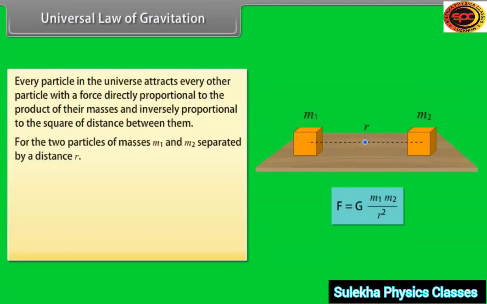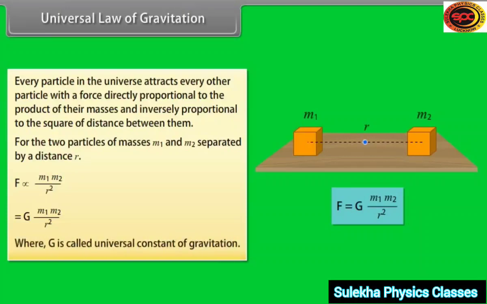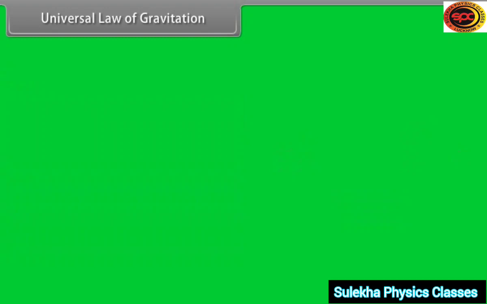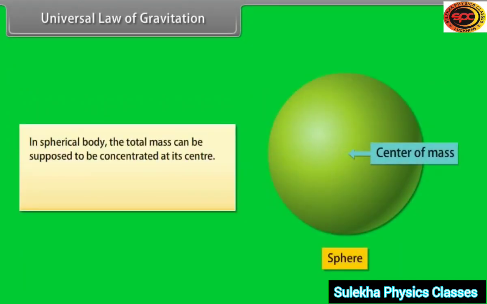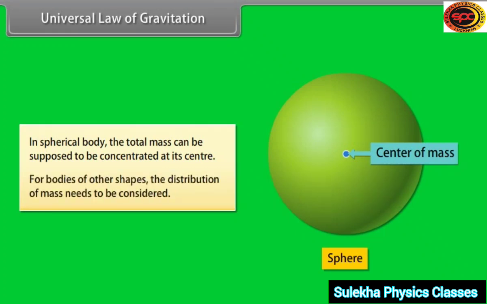For two particles of masses m1 and m2 separated by a distance r, F is equal to G m1 m2 upon r squared. The constant G is called the universal constant of gravitation. In a spherical body, the total mass can be supposed to be concentrated at its center. For bodies of other shapes, the distribution of mass needs to be considered.